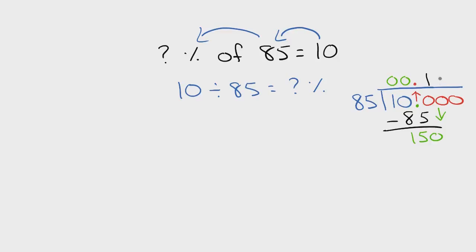And 85 goes into 150 one time again. I get 85 right here. I subtract, and we will get what? 65? Because 65 plus 85 is 150. Now I'm going to bring down the other 0, and we have 650.